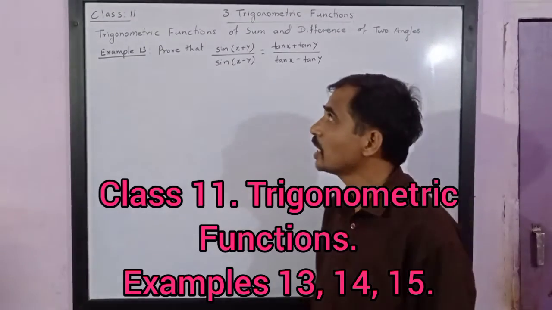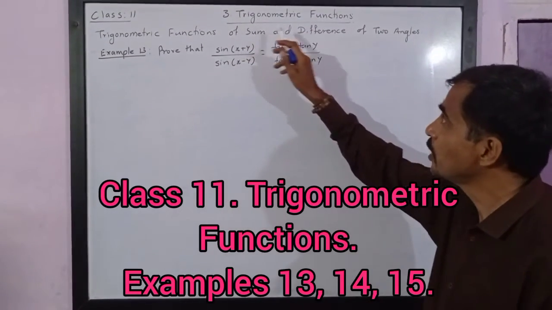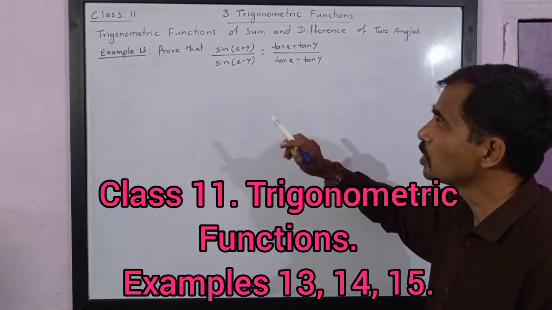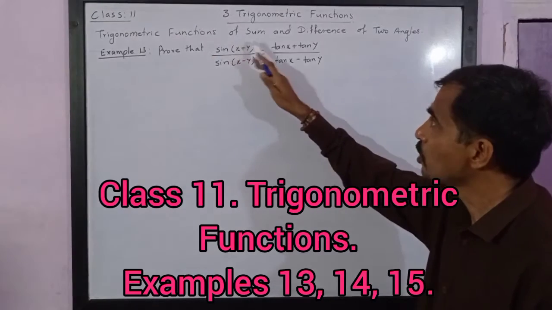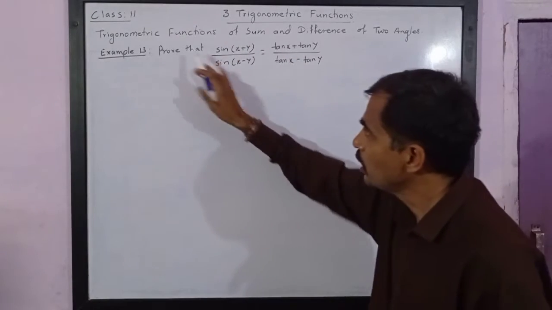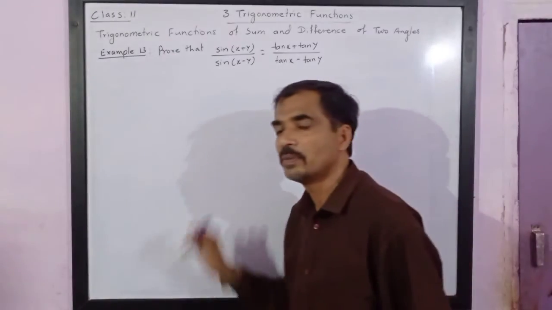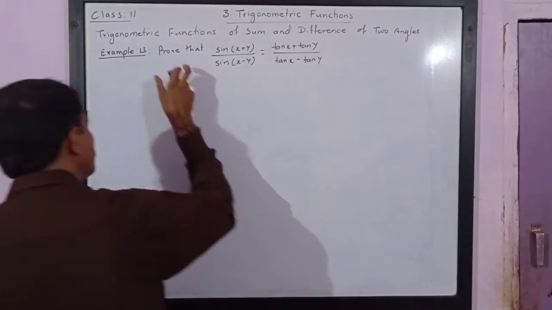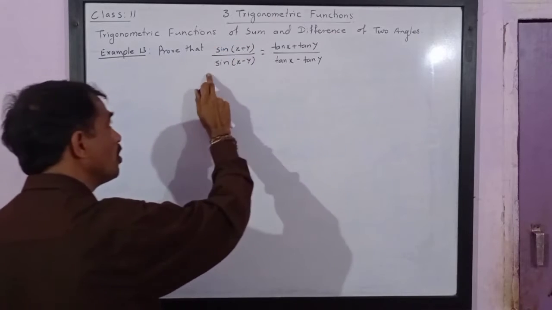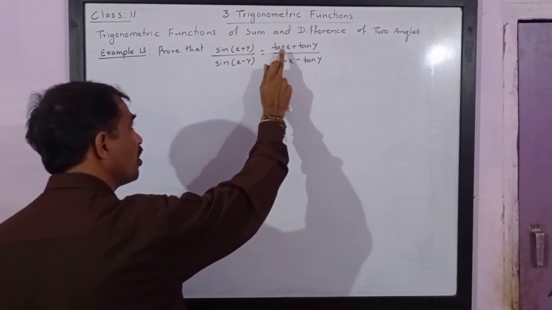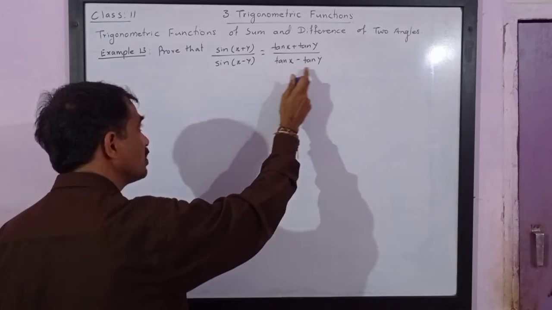Dear friends, in class 11 we are studying the third chapter, trigonometric functions, and in this we are solving problems on trigonometric functions of sum and difference of two angles. So we are solving example number 13. Here we are asked to prove that sin of x plus y upon sin of x minus y is equal to tan x plus tan y upon tan x minus tan y.